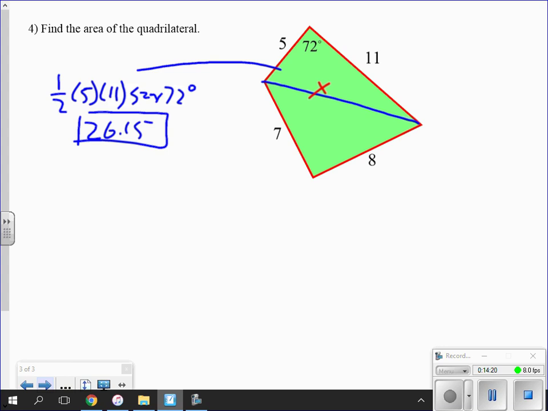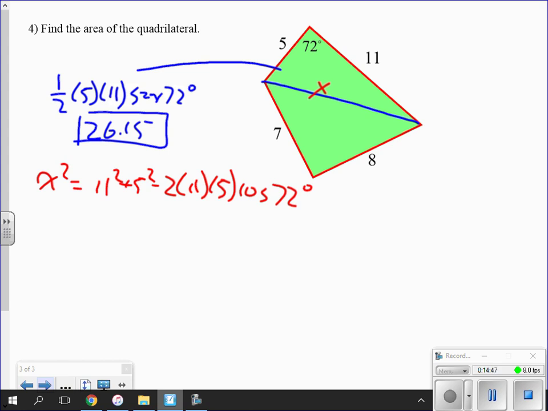What would I be using for this one? Law of cosines on this one. X squared equals 11 squared plus 5 squared minus 2 times 11 times 5 times the cosine of 72 degrees. How do you use 72? That's not even a triangle. Yeah, it is. It's in the triangle above.